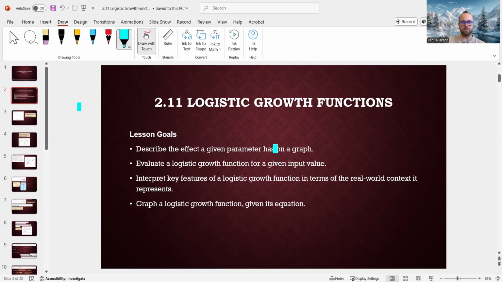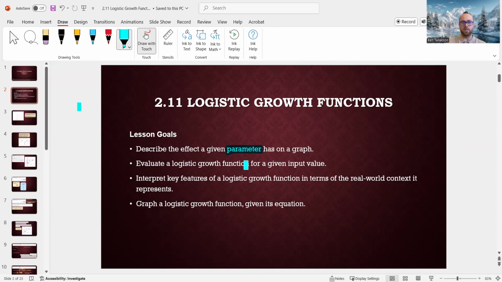Describe the effect a given parameter has on a graph. We've seen this in every lesson all unit long. A parameter is just another way of saying transformations. There's something changing when we look at these functions. Different values, graphs are a little different.